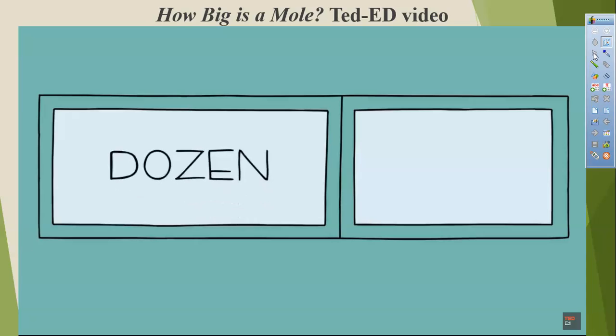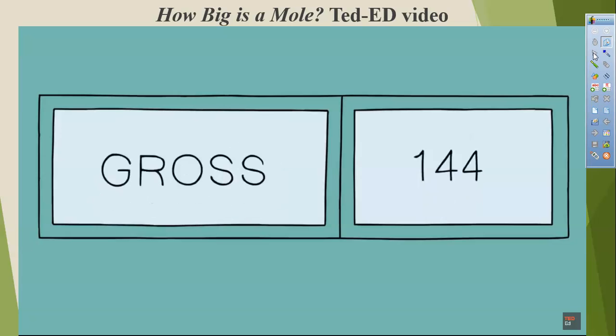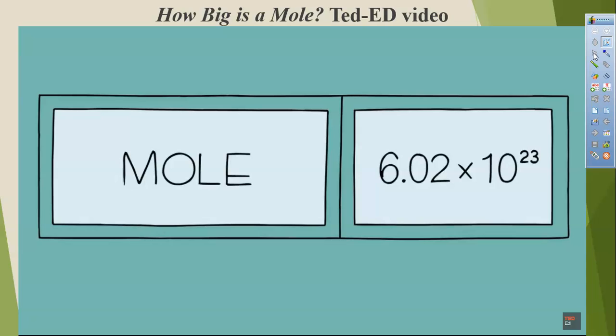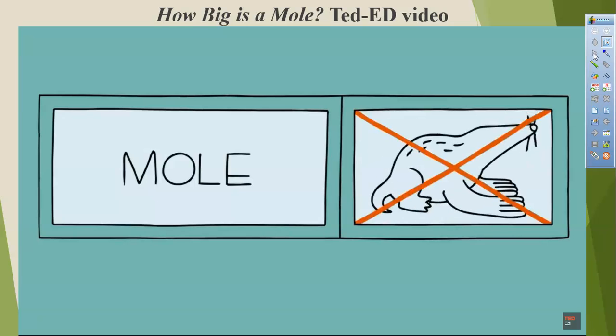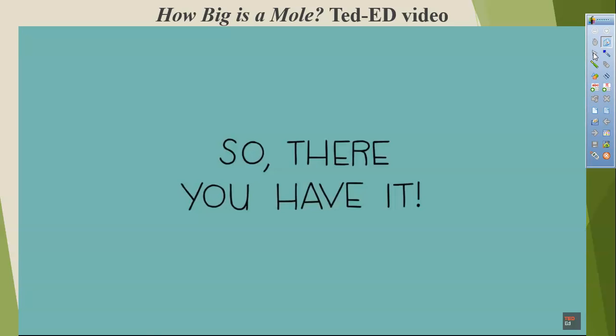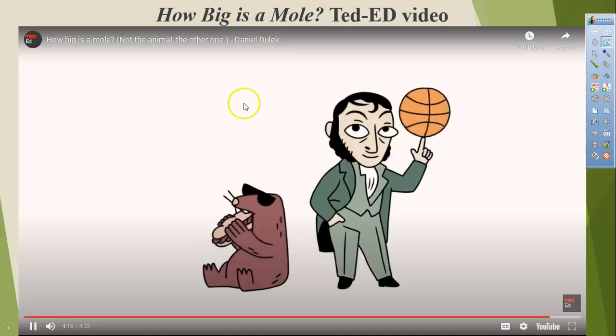When we hear the word dozen, we probably think of the number 12. We also know that a pair is 2, a baker's dozen is 13, a gross is 144, and a ream of paper is... anybody? A ream is 500. Well, a mole is really the same thing. For a chemist, a mole conjures up the number 6.02 times 10 to the 23rd, not a fuzzy little animal. The only difference is that the other quantities are more familiar to us. So there you have it, the story of the mole. Avogadro, basketballs, and how to buy salami at the grocery store.